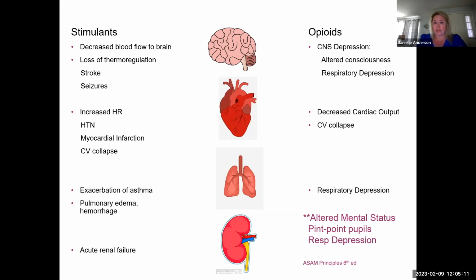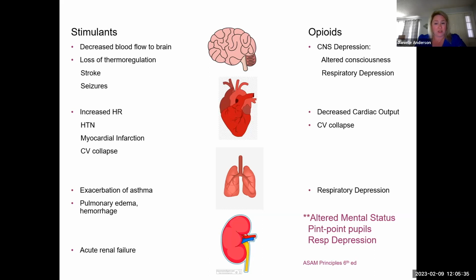For opioids, their effect in the brain is CNS depression. We may see altered consciousness or respiratory depression. We're also going to see decreased cardiac output, possible cardiovascular collapse, and respiratory depression in the lungs. We're also in an opioid overdose.